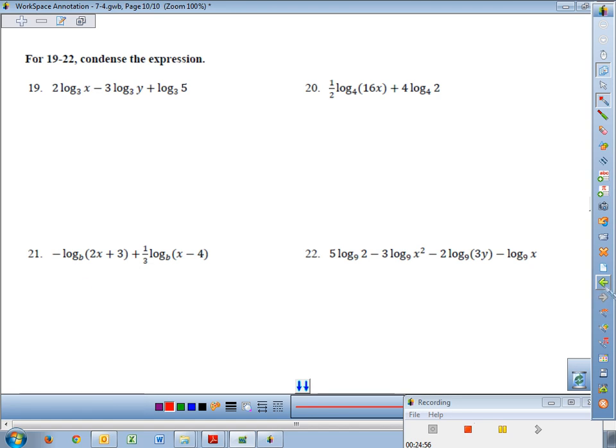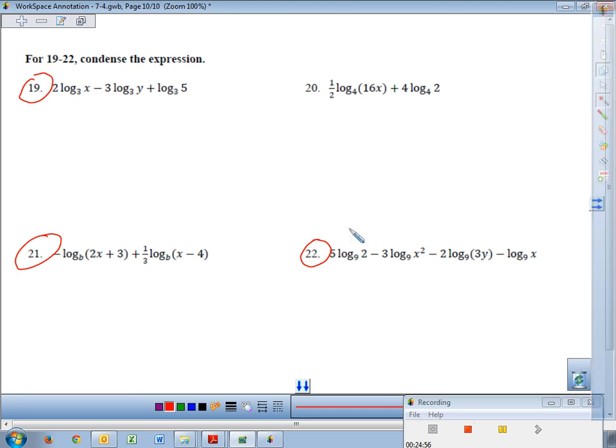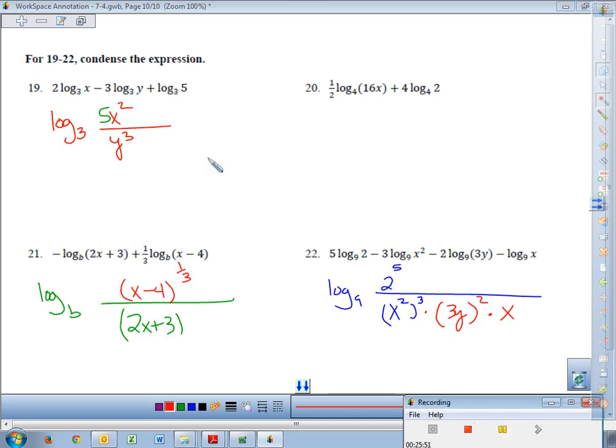These are all needing to be condensed. A bunch of logs with the same base. So let's do 19, 21, and 22. Those three, and then let's do number 20 together after that. Do 19, 21, and 23, and skip 20. Condense the logs. 19, pretty simple, right? Please put the 5 in front of the variables, though. You know, like if you have a constant and variables, constants always come first. 21, pretty simple. 22, not even close to done. A lot of cleaning up to do.